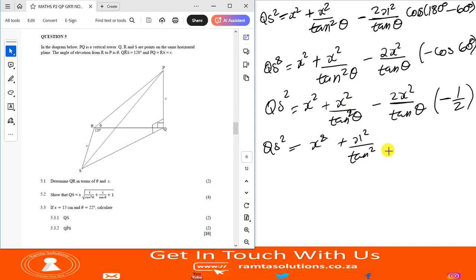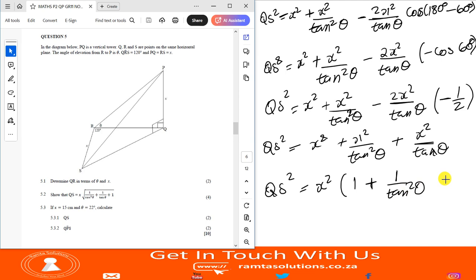Tan squared theta plus what? X squared over tan theta. There's a common factor, so I'm sorry it's taking a bit longer, but I don't want to rush into things. The common factor here is x squared, and then I'm left with 1 plus 1 over tan squared theta plus 1 over tan theta, isn't it?